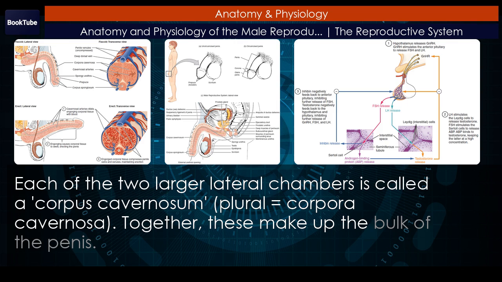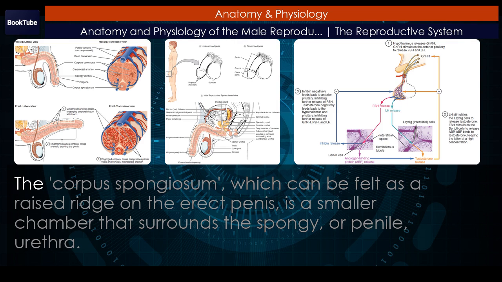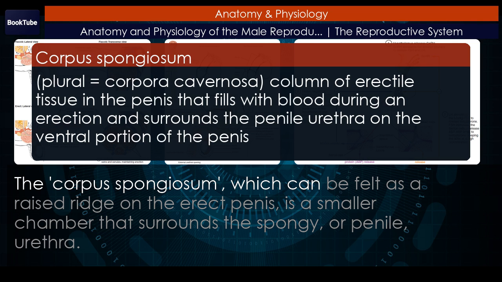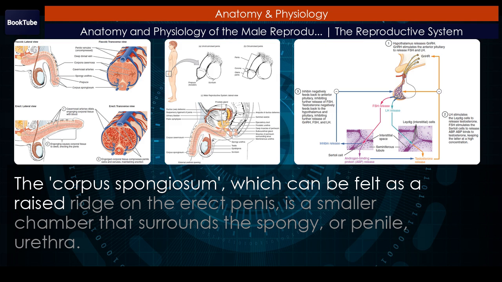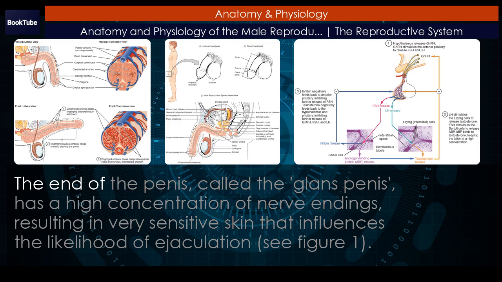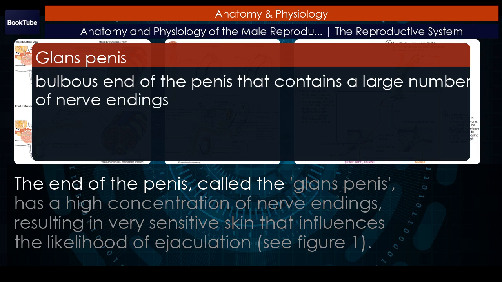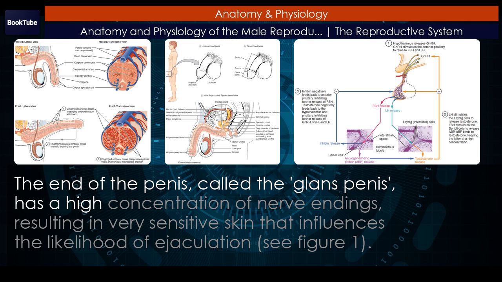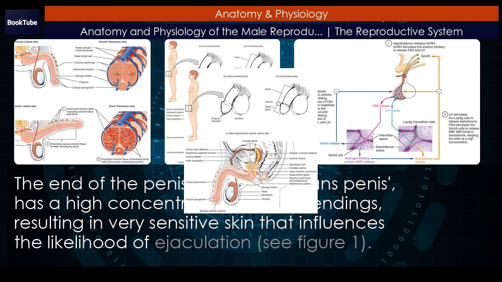Together, these make up the bulk of the penis. The corpus spongiosum, which can be felt as a raised ridge on the erect penis, is a smaller chamber that surrounds the spongy, or penile, urethra. The end of the penis, called the glans penis, has a high concentration of nerve endings, resulting in very sensitive skin that influences the likelihood of ejaculation.